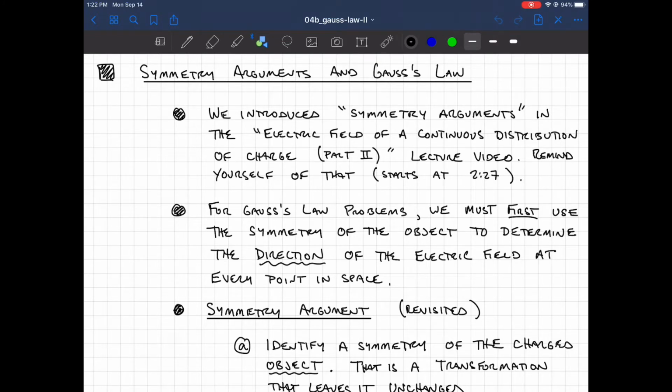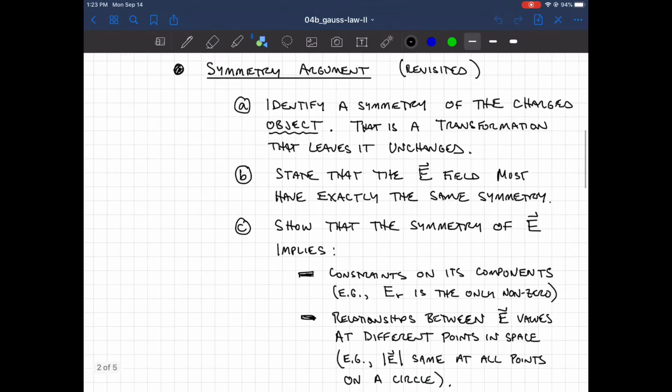For Gauss's law, we're going to use symmetry arguments basically every time. And in fact, we're going to use them before we even write down Gauss's law, because Gauss's law is effectively a method of determining the magnitude of the electric field at every point in space. But it doesn't really tell us anything about the direction of the electric field. So we're going to do some qualitative arguments prior to the application of Gauss's law, and those qualitative arguments must tell us what the electric field looks like everywhere. So basically the direction of the electric field at every point in space. And that's what symmetry arguments will give us.